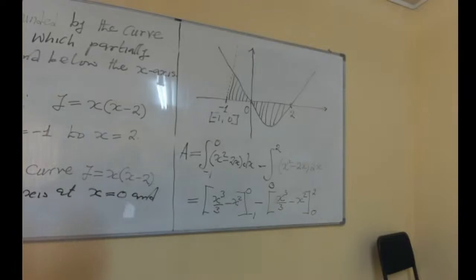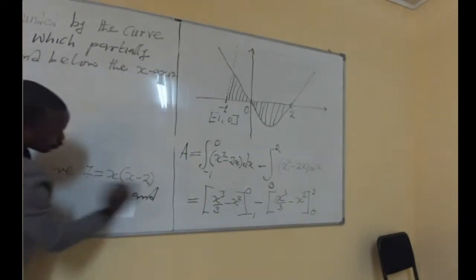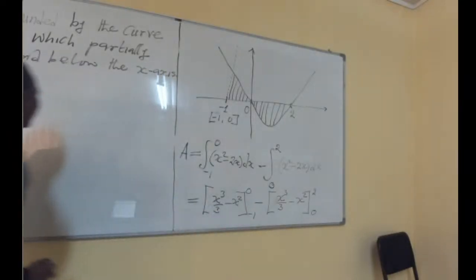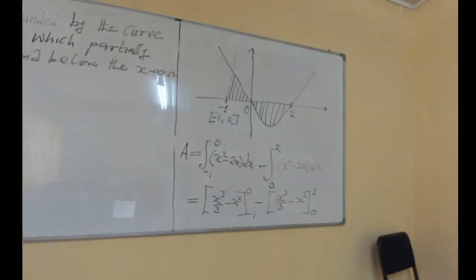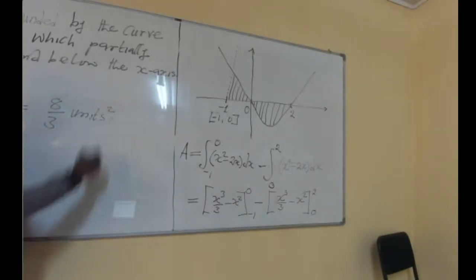So when you apply the fundamental theorem of calculus, what you are going to get is, this part is going to give us 4 over 3, and the other part is also going to give us 4 over 3. When you add these, we are going to get 8 over 3 units squared.